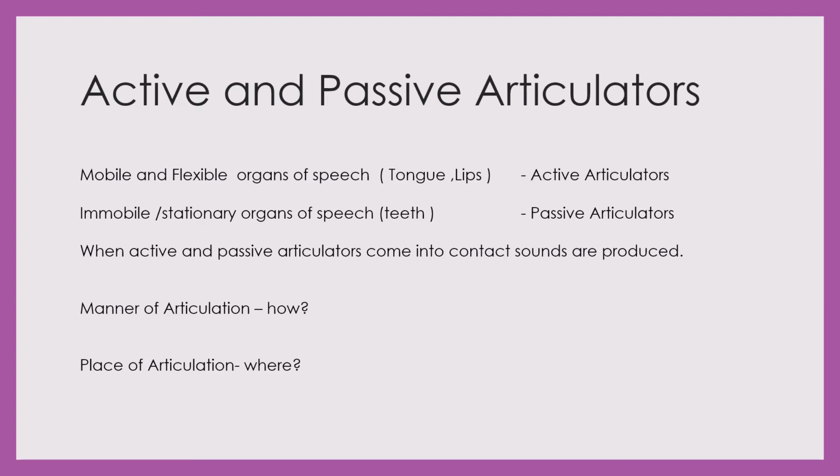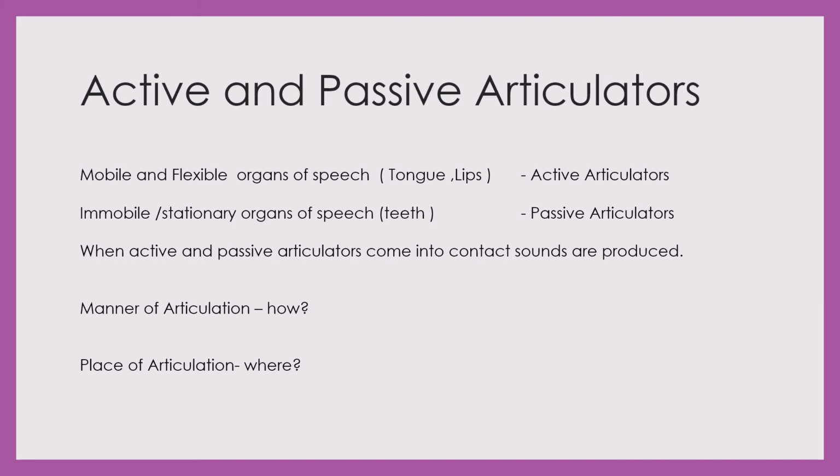The sound produced can be categorized into two: manner of articulation and place of articulation. When it comes to manner of articulation, how is this sound produced? Either it is because of friction, or the air passes out through the nose or through the mouth. But place of articulation means from where the sound comes.